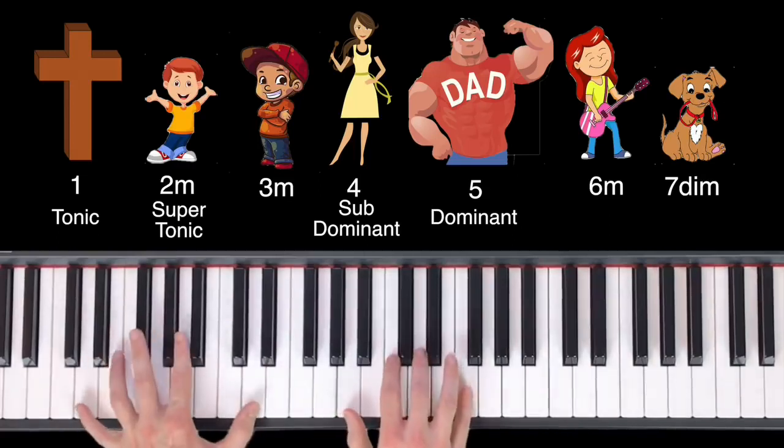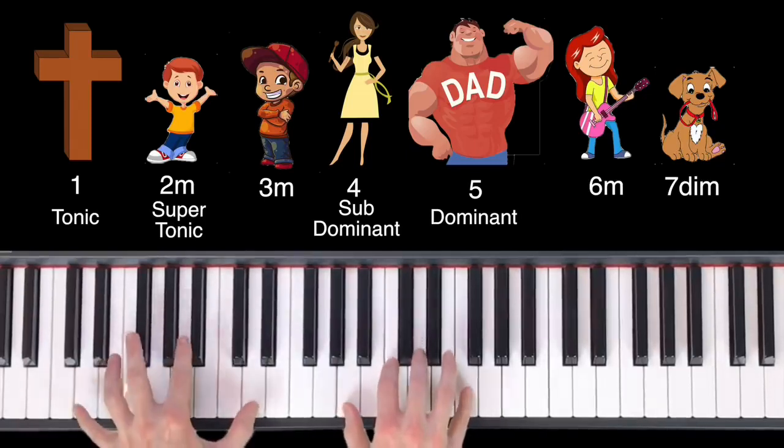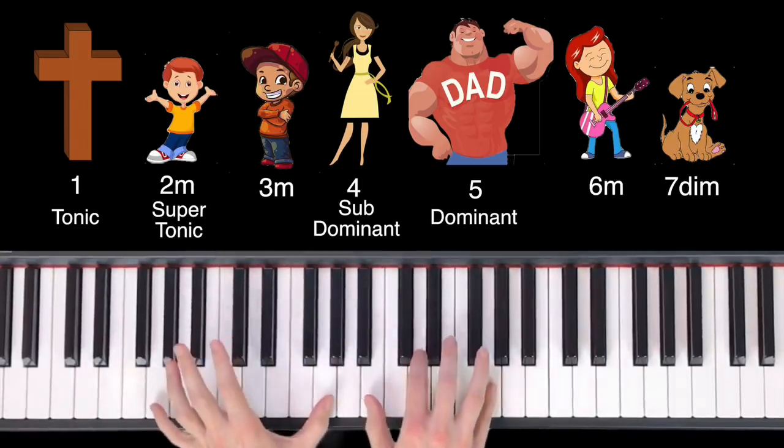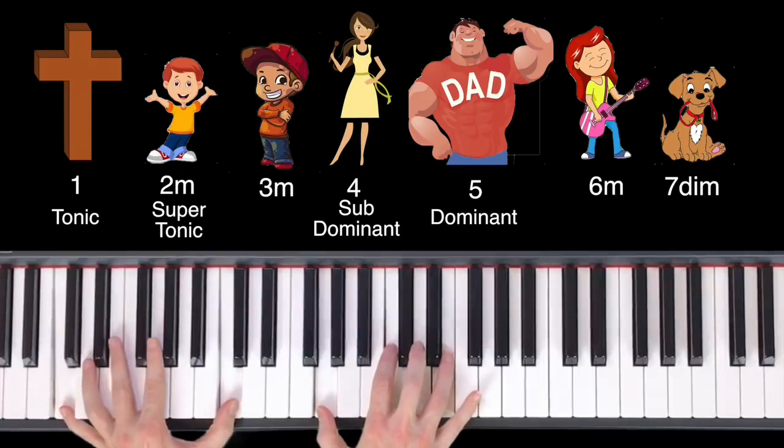Because he, like Mom, is a dominant preparation chord. The tension he causes makes him want to run to Daddy, chord 5, the dominant. And then, of course, the dominant has the feeling he wants to resolve to 1.